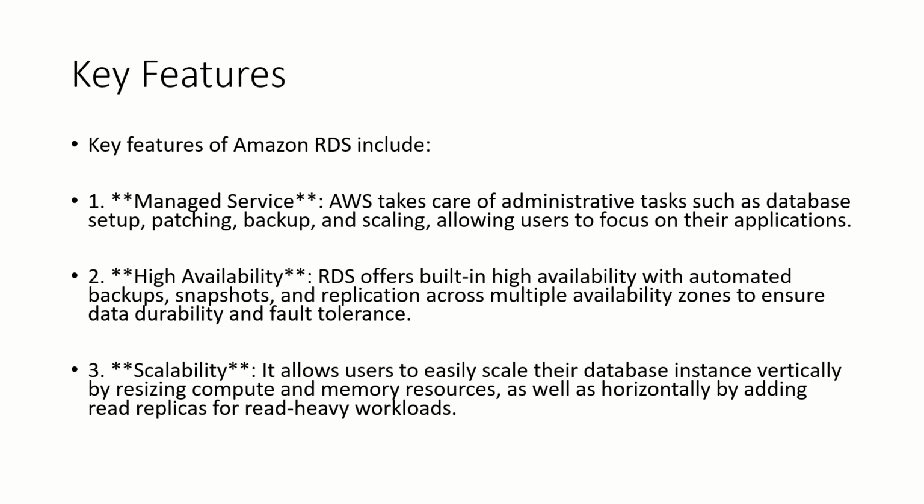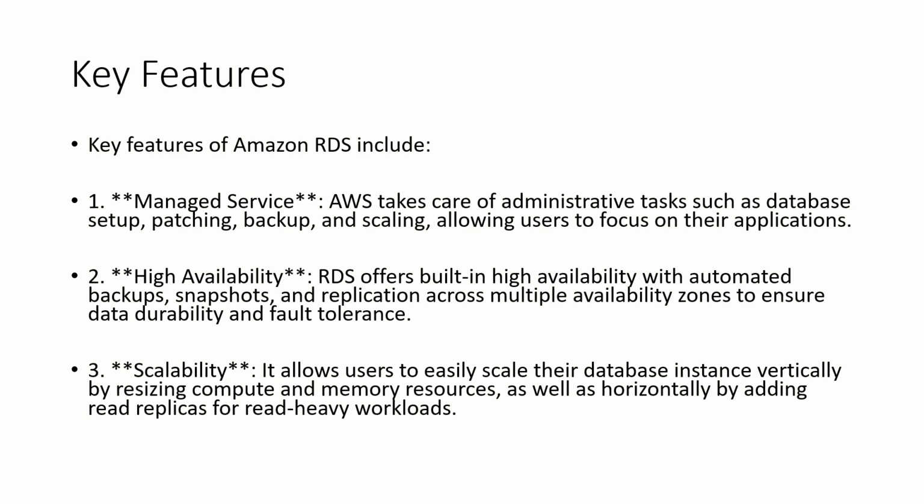High availability. RDS offers built-in high availability with automated backups, snapshots, and replication across multiple availability zones to ensure data durability and fault tolerance. The third feature is scalability. It allows users to easily scale their database instance vertically by resizing compute and memory resources, as well as scale their database horizontally by adding read replicas for read-heavy workloads.